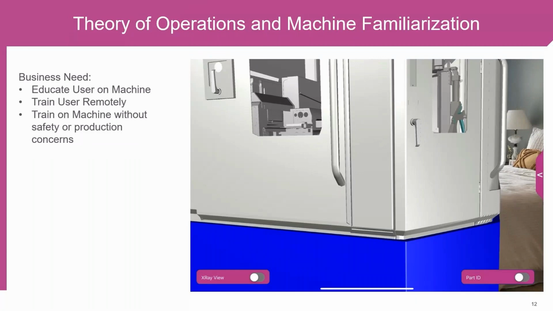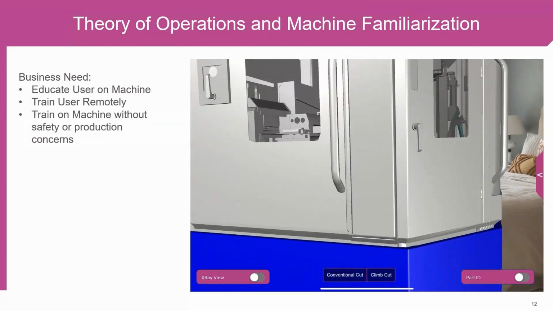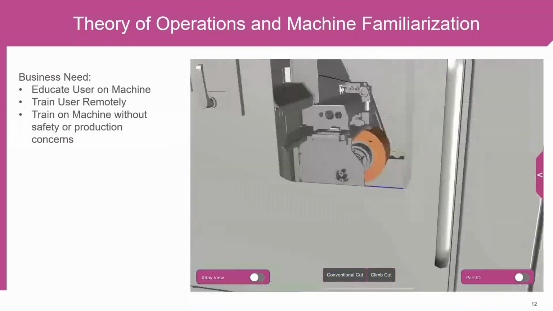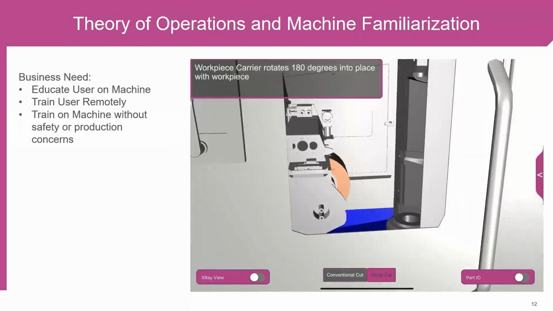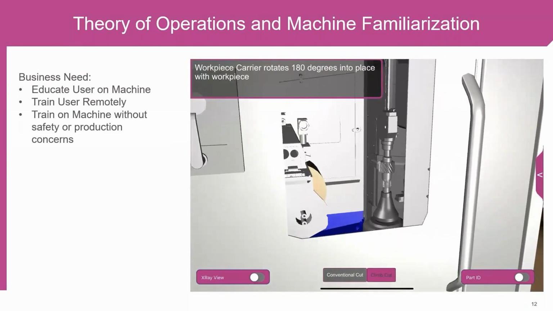So going through, that was for sales. The next use case I want to talk about is theory of operations and machine familiarization. Also included is part ID, being able to tap on a part and learn about it. I'll let this play, but this is really useful for onboarding new hires. Maybe you have this really expensive capital equipment that needs constant uptime, so you're not able to safely train somebody who doesn't know how to operate it.